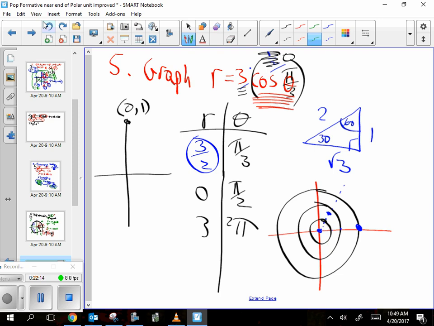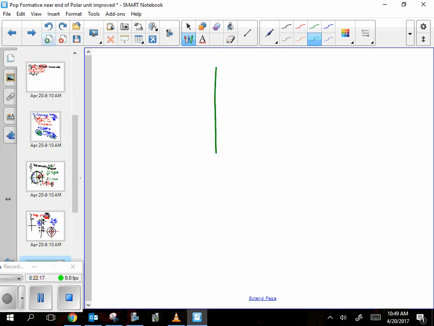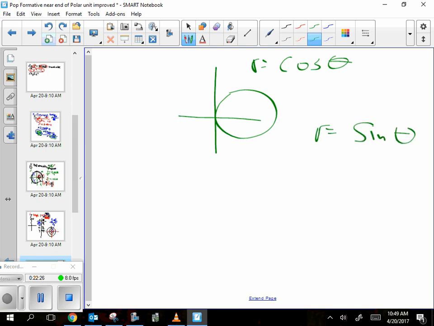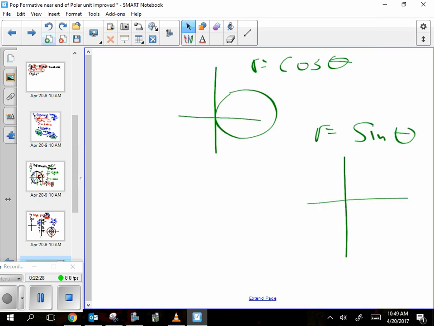All right. Big picture, just want to tell you some stuff about these. R equals cosine. It's a circle that looks like this. R equals sine. That's a circle. It looks like this. Oops, missed it.